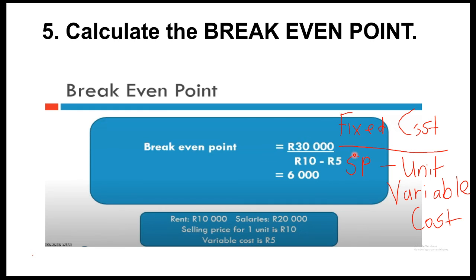Okay, let's see. The selling price, they give us selling price for 1 unit is 10 Rand. There you go. You substitute it in there. The variable cost per unit is 5 Rand, and there you substitute it in there. And if you input this on your calculator, it will give you an answer of 6,000 units. Remember, units, not rands. That means you need to sell 6,000 units in this specific scenario to break even.